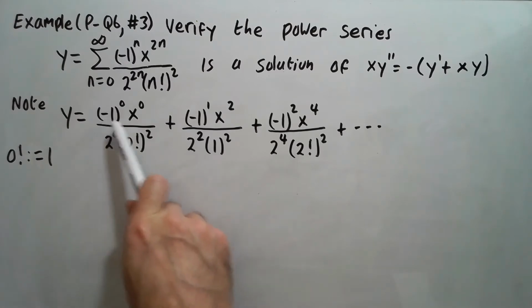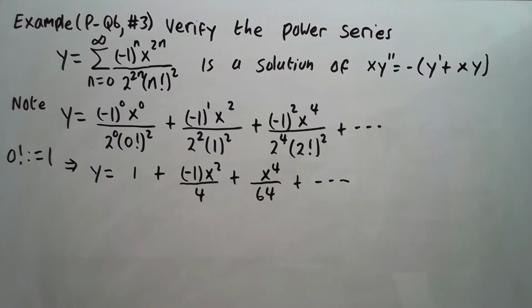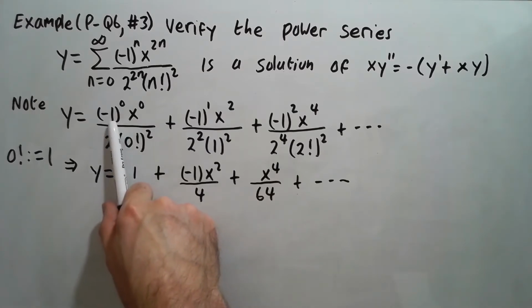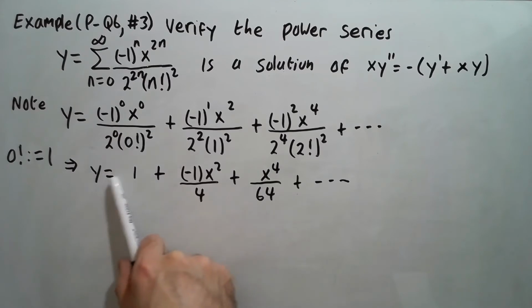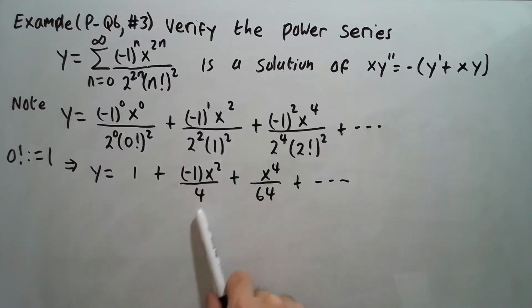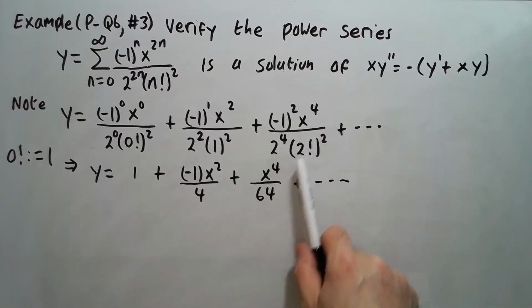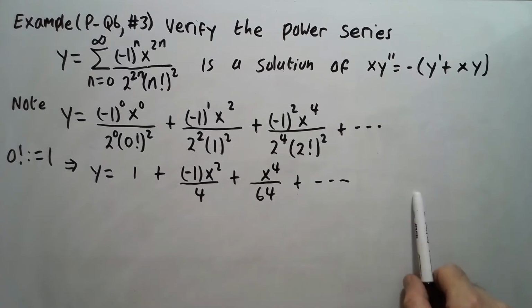So let's simplify these terms a bit further here. The first term: negative 1 to 0 is 1, x to the 0 is 1. So the first term becomes 1. Then this will become negative 1 x squared over 4. And this will become x to the 4th, and this will be 16 times 4. This will be 64 then, and so forth.